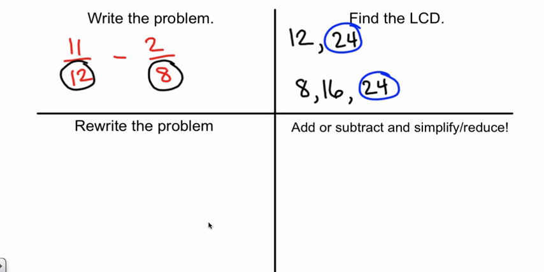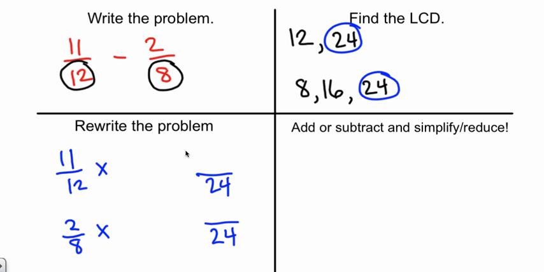So let's come down to this box and let's write our final fractions with a denominator of 24. Come back over here, write our original fractions. And we are going to have to multiply to change these fractions to eventually get to our fractions with 24 as the denominator. So what are we multiplying 12 by to get to 24? 2. We're going to do the same thing in the numerator. 11 times 2 is 22. Down here, 8 times what's going to get us to 24? 8 times 3. Do the same thing in the numerator. 2 times 3 is 6.